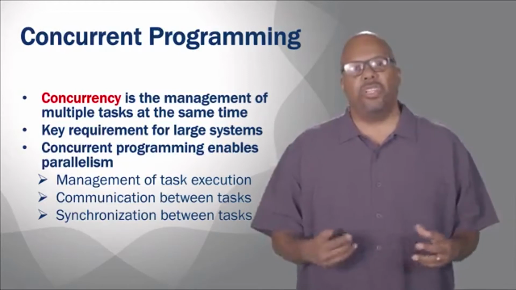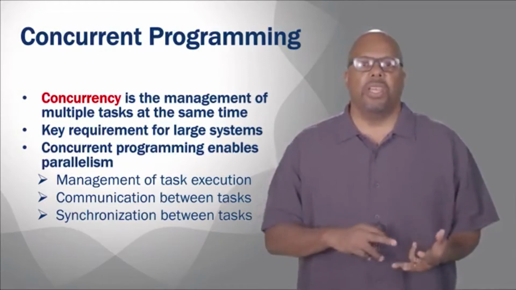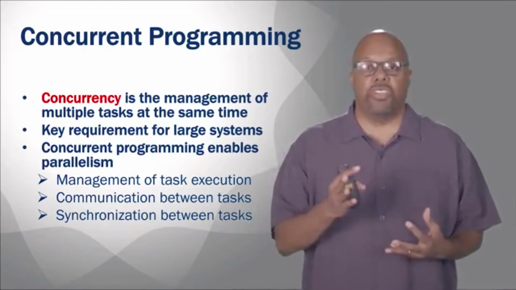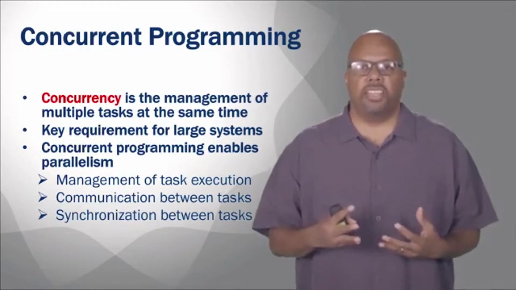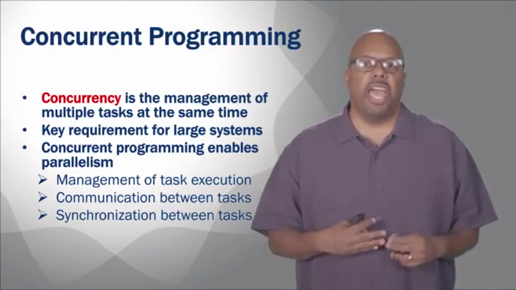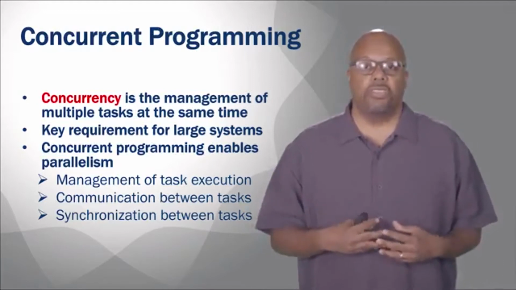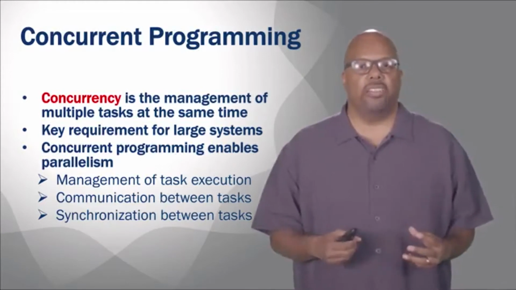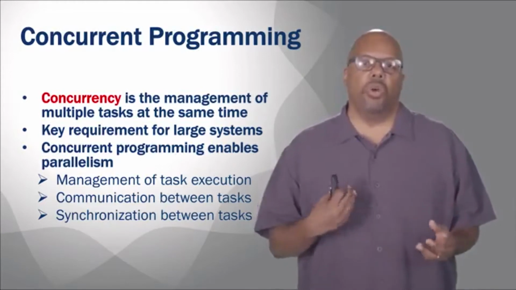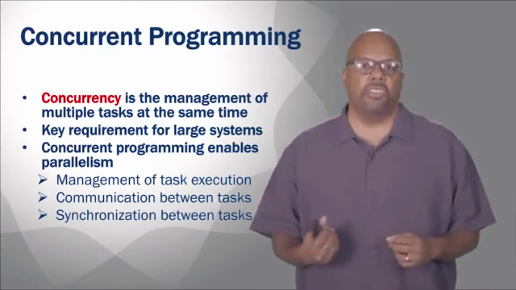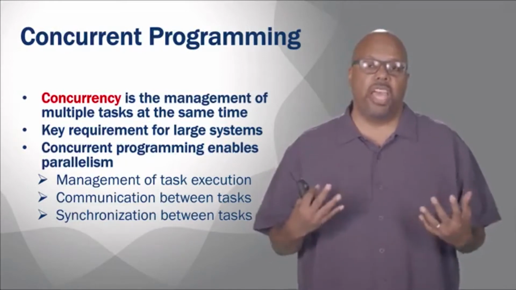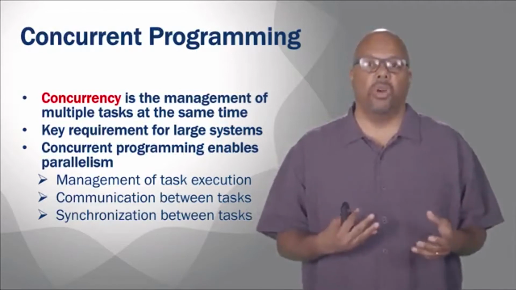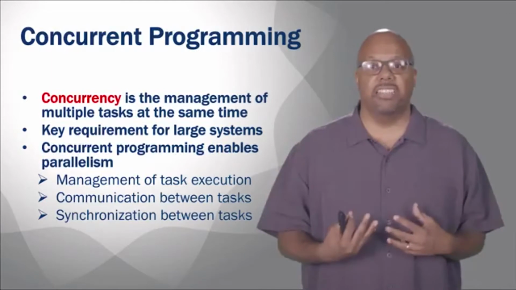Concurrent programming includes several things. We'll go into more depth later in the specialization. It includes management of task execution: when a task starts and stops, how two tasks communicate, send data back and forth, share memory if they share memory, and how they synchronize. There are times where one task has to do something before the next task can start. There are times where two tasks can't be executed completely in parallel. There has to be some sequential behavior. This task can't start until this task ends, and so on.